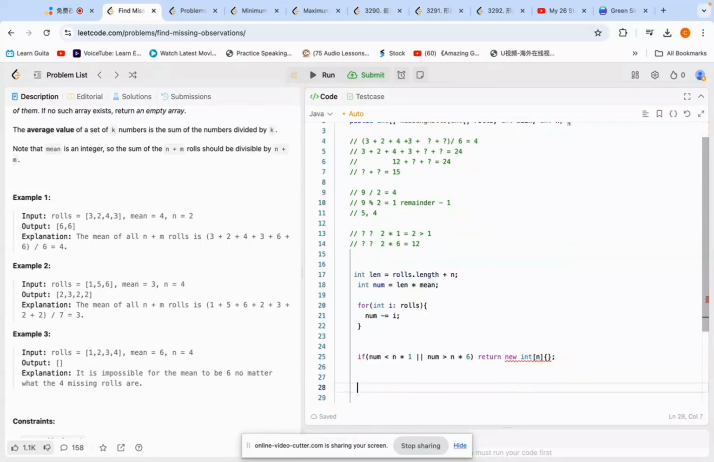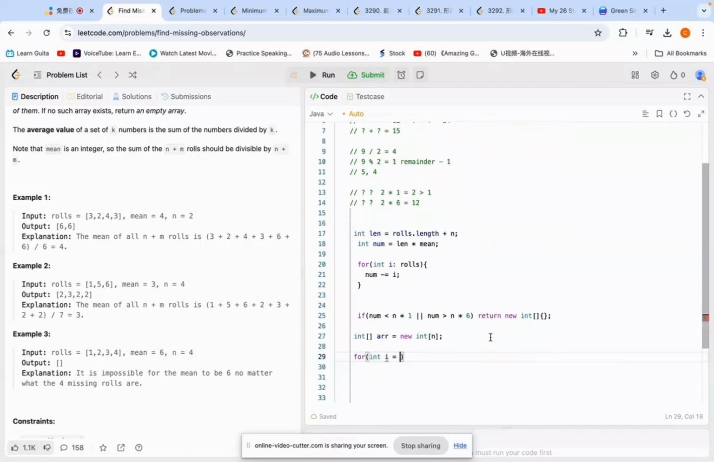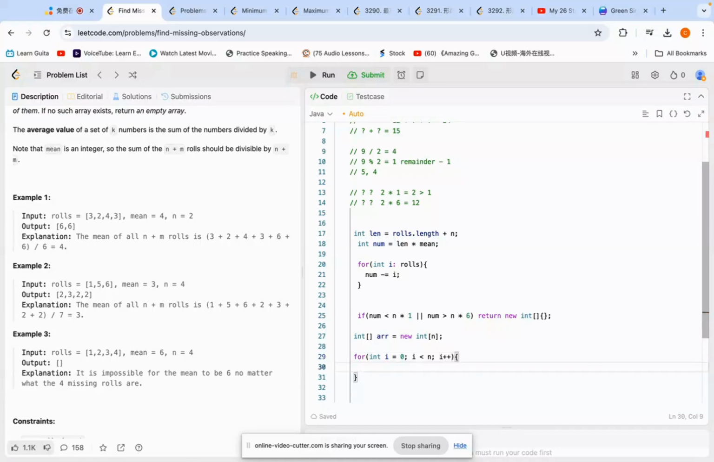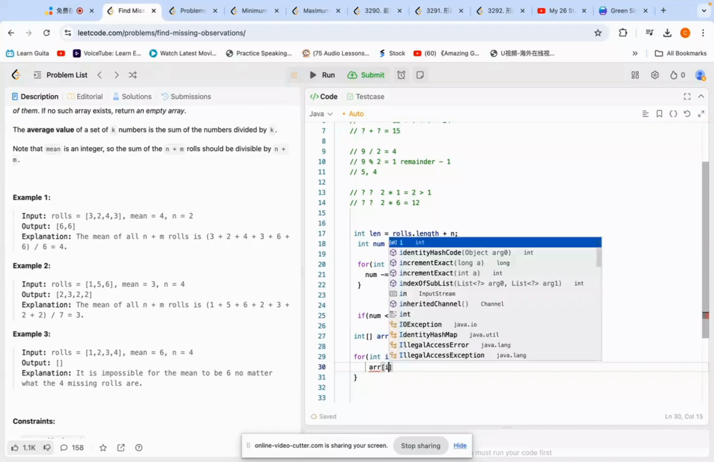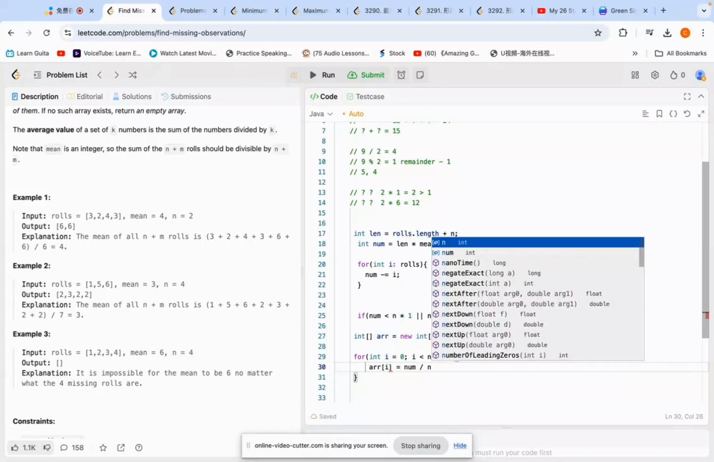Now we need to do the next step. So we need to create an array first. First of all, we need to create an array with the n. It should be 0 because we just have two missing numbers. So now we need to create I equal to number divided by n plus.